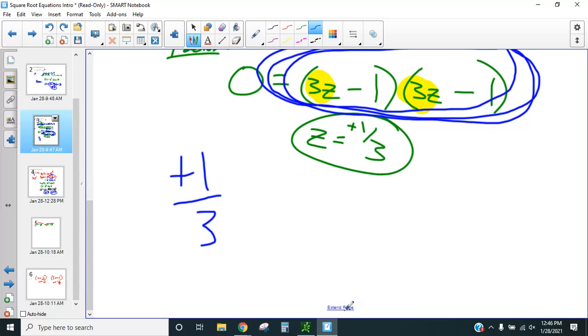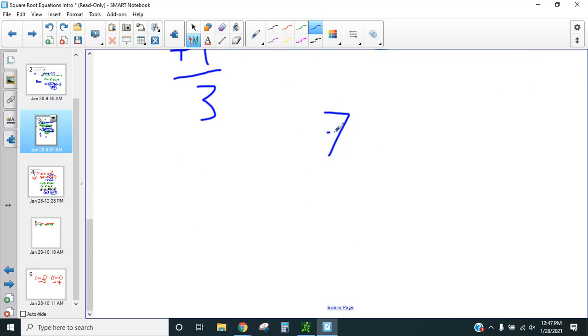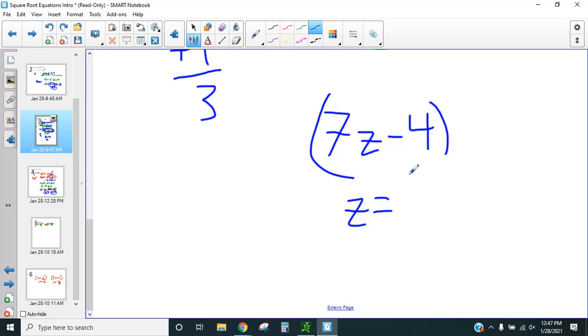Okay, another quick little example just for funsies. Let's say I had this, 7z minus 4. What would my solution be if this was a factor? It would be positive 4 over 7, just like that. Okay, I do the opposite of subtracting 4 and I do the opposite of times 7. Okay?